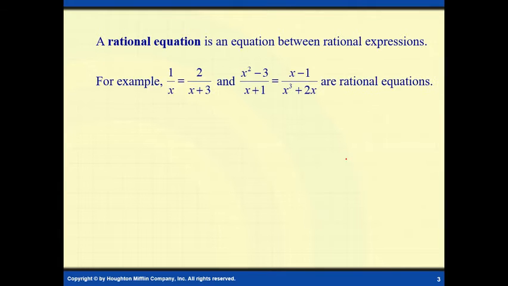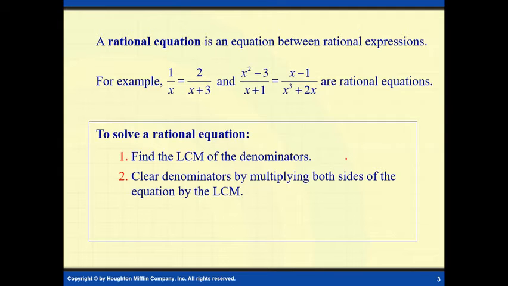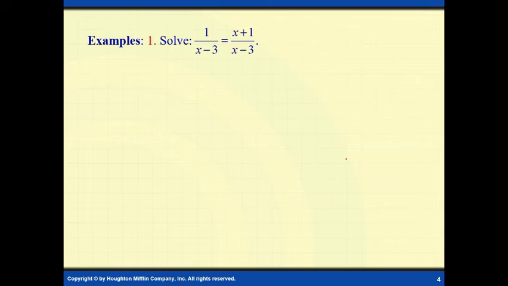Okay, so a rational equation is an equation between rational functions. And remember, to solve these, you're finding the LCM or the LCD of the denominators. You clear the denominators by multiplying both sides of the equation by the LCM, and then you solve the resulting polynomial equation. And remember to always check your solutions. All right, let's take a look at this.